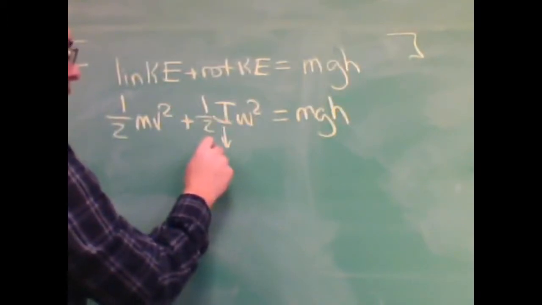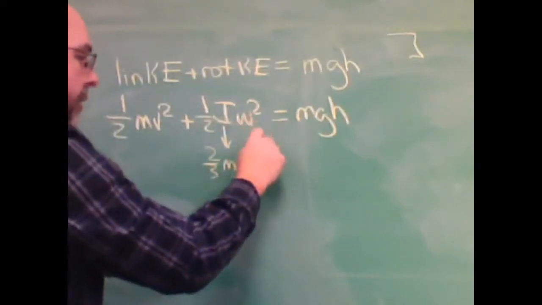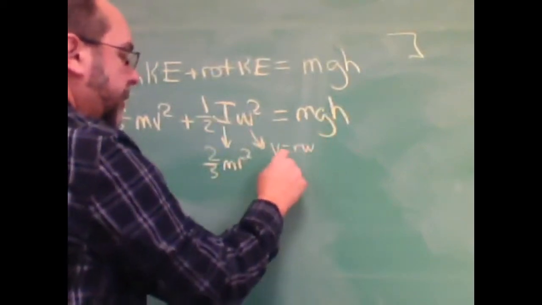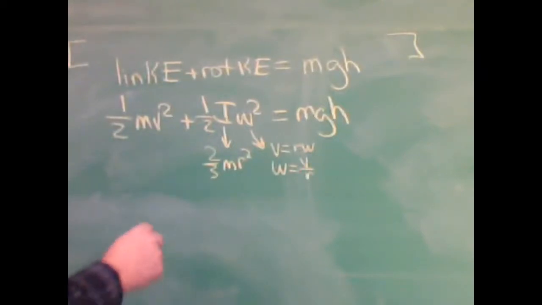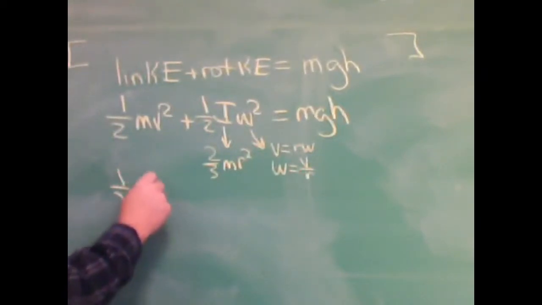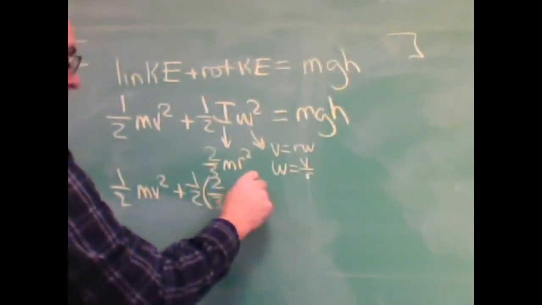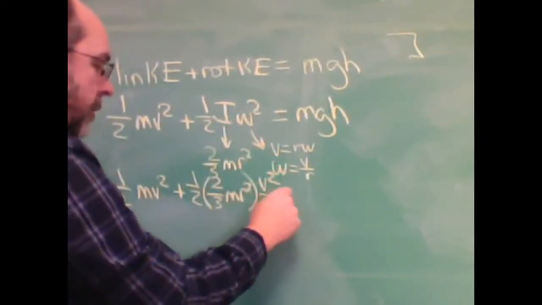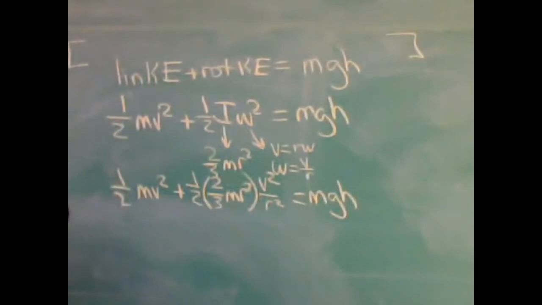Moment of inertia for a spherical shell is going to be 2/3 mr squared. And then there's a standard substitution we've been doing. We say v equals R omega, so omega equals v over R. So when we make those substitutions, we get 1/2 mv squared plus 1/2 times 2/3 mr squared times (v over R) squared, which is v squared over R squared, equals mgh. I know that's kind of a mess, but it's all in there. This is the equation we're looking at.